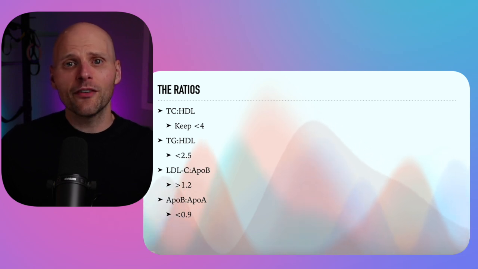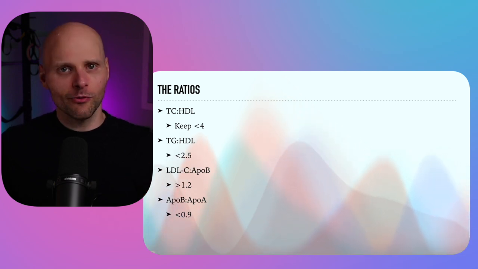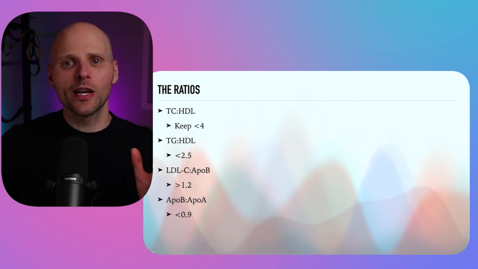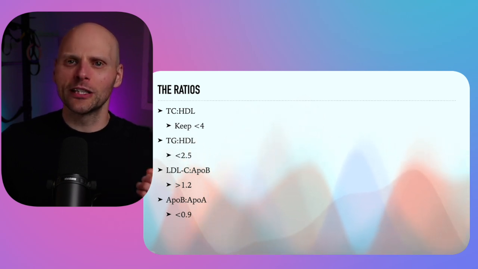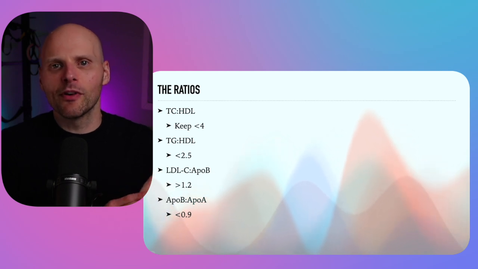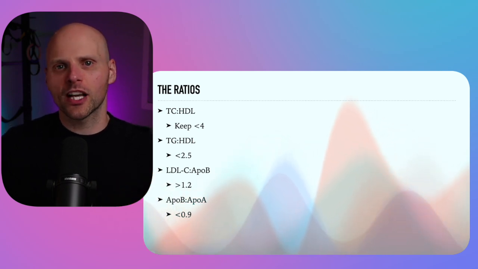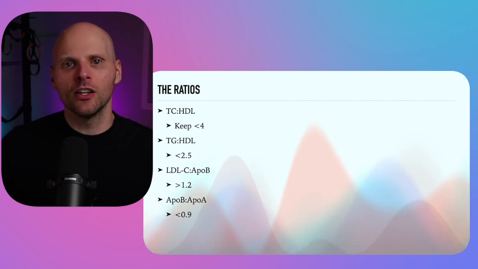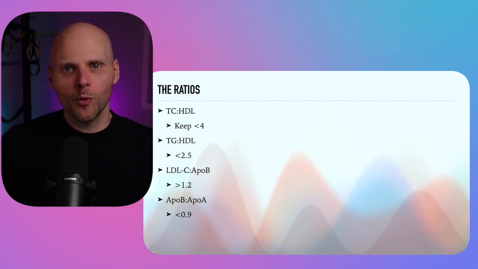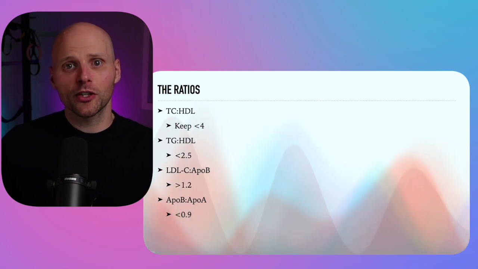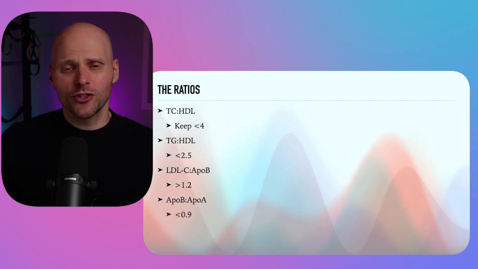Another ratio we have is the LDL to ApoB ratio. Here, the LDL-C is compared to ApoB, and this ratio can be used as a proxy for LDL particle size. Specifically, an LDL-C to ApoB ratio of 1.2 has been proposed as the cutoff value between small, dense LDL and large, buoyant LDL. This suggests that a lower ratio might indicate a greater proportion of the small, dense LDL particles, which are more atherogenic.